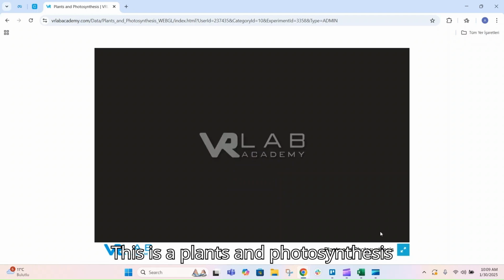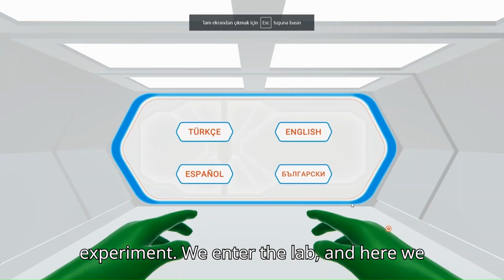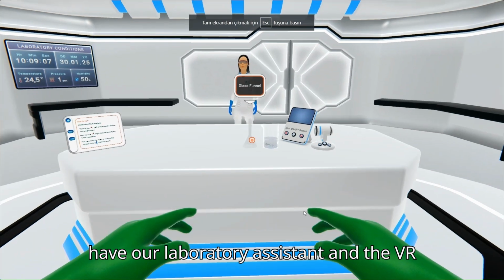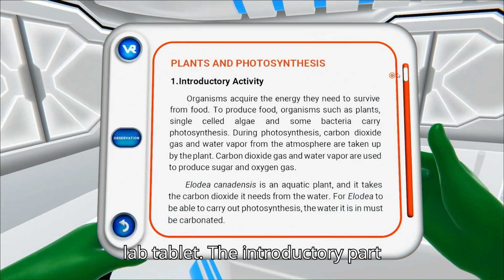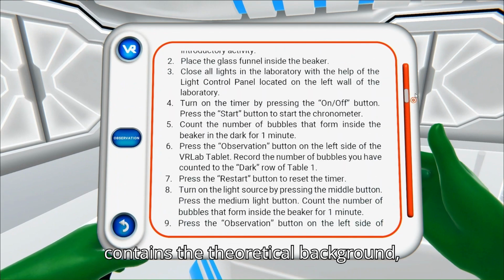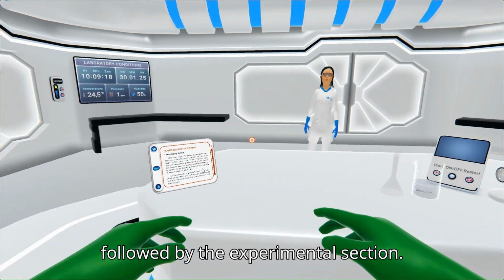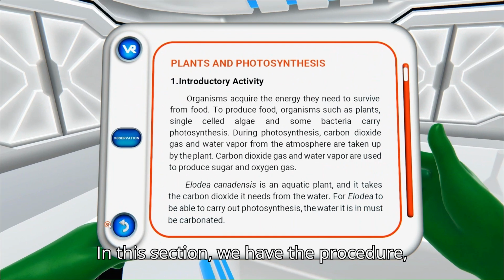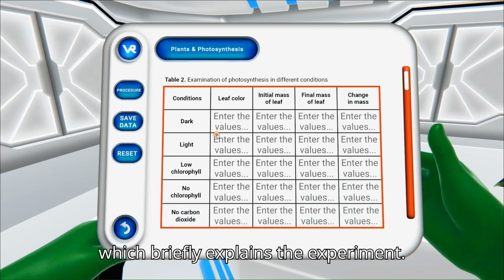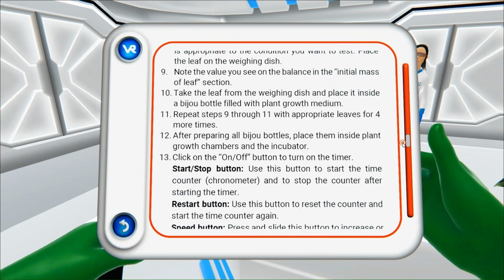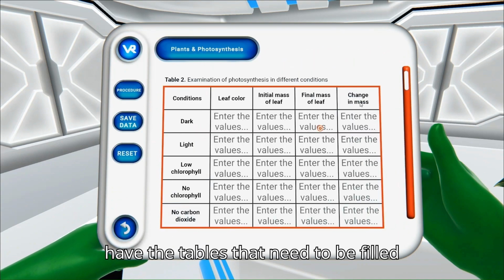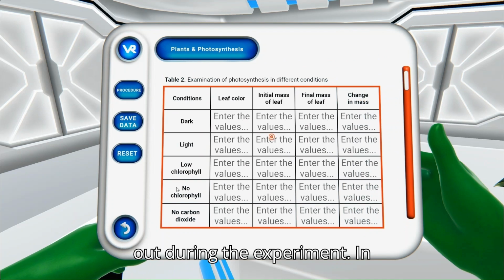This is a plants and photosynthesis experiment. We enter the lab, and here we have our laboratory assistant and the VRLab tablet. The introductory part contains the theoretical background, followed by the experimental section. In this section, we have the procedure, which briefly explains the experiment. We also have the tables that need to be filled out during the experiment.